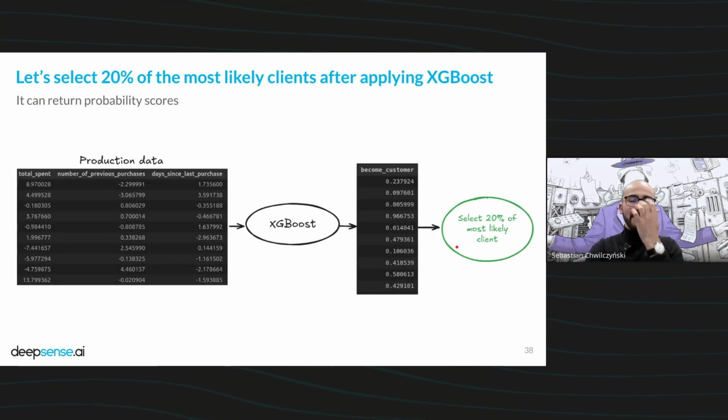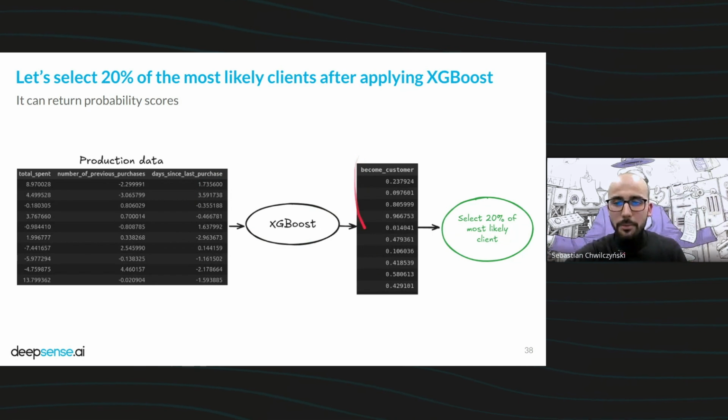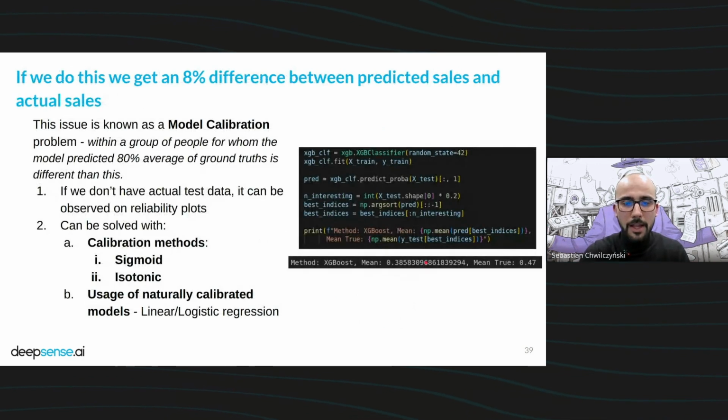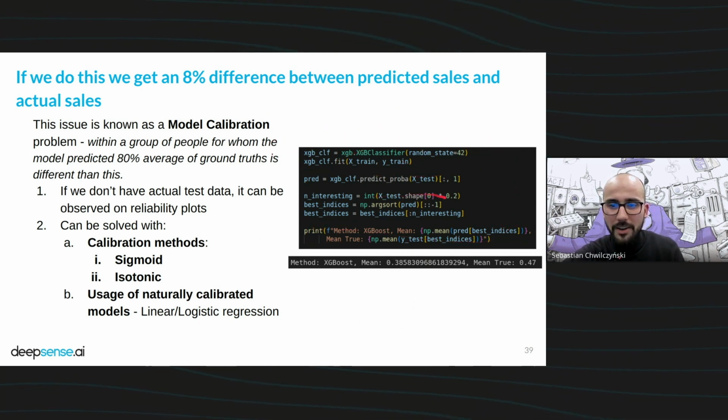Again, let's use our favorite methodology, XGBoost. XGBoost can predict probabilities, so we use it and we get such probabilities. And now from these probabilities, we select the 20% of most likely clients. If we do this, we will get an 8% difference between predicted and actual sales. So this is, again, a simple experiment: we initialize the classifier, we predict probabilities, and we select the best 20%.